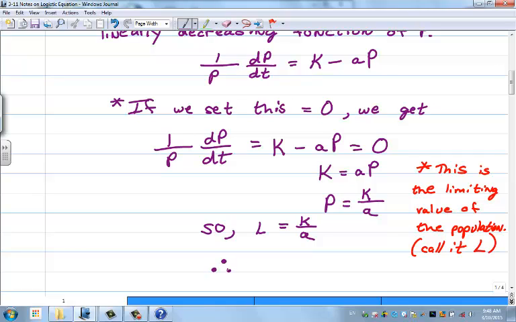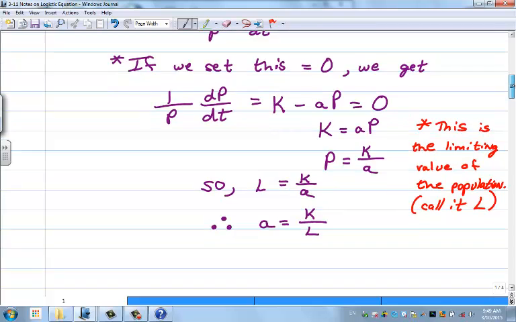Therefore, A, which is basically the slope of that decreasing linear function, is going to be equal to K over L. Right? Just doing a little algebraic manipulation of that. So what does that mean?